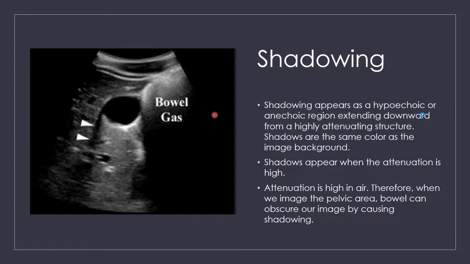Some things within the body that have high attenuation are bone and bowel gas. Okay, so we can see this is labeled bowel gas. This is a picture of the liver, which is not something you're going to be scanning, but it gives us a good demonstration of bowel gas with shadowing. So if we're scanning the pelvis because we're looking for an intrauterine pregnancy, we know there's lots of bowel down there. So if they're a very gassy patient, you may have to work around bowel gas. Shadows appear when the attenuation is very high. Attenuation is high in air, so we have lots of issues with the bowel gas.